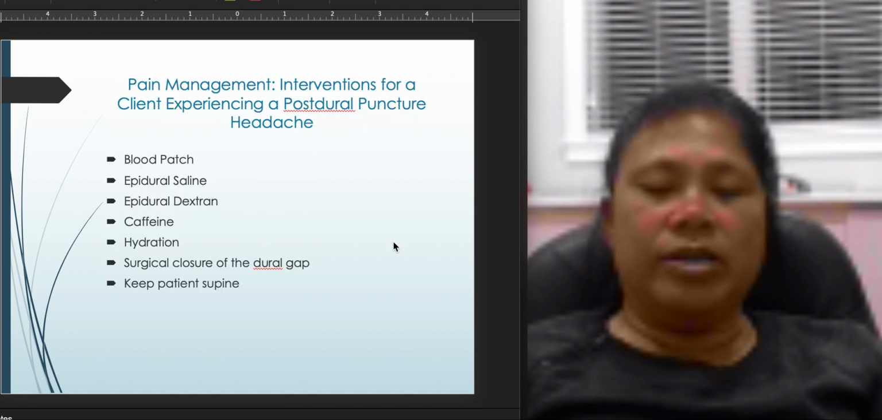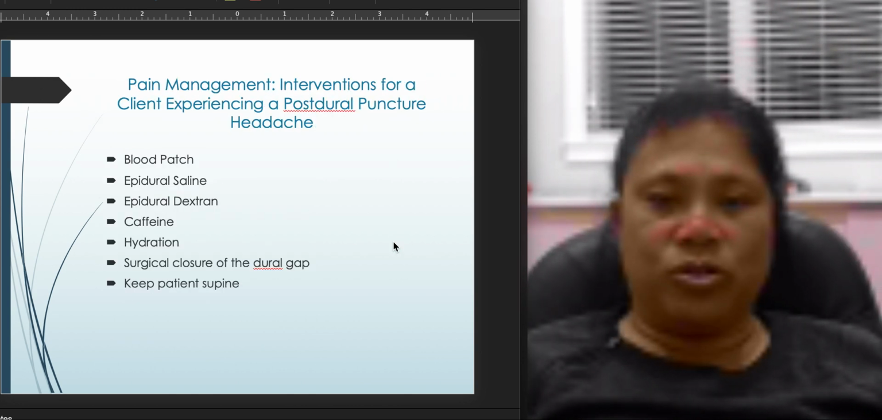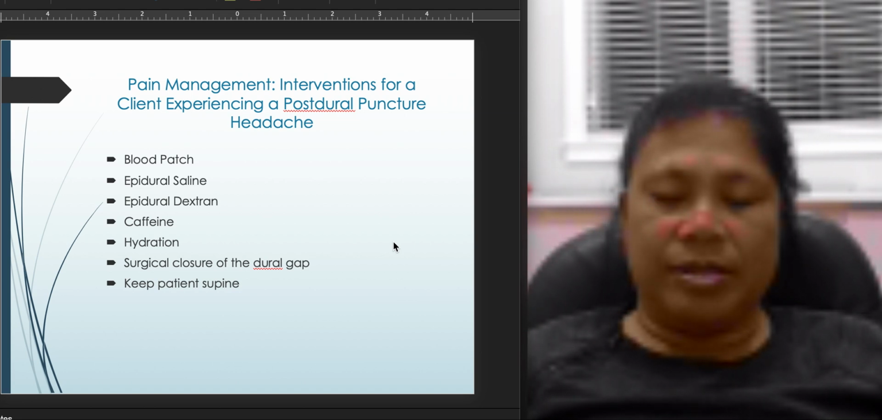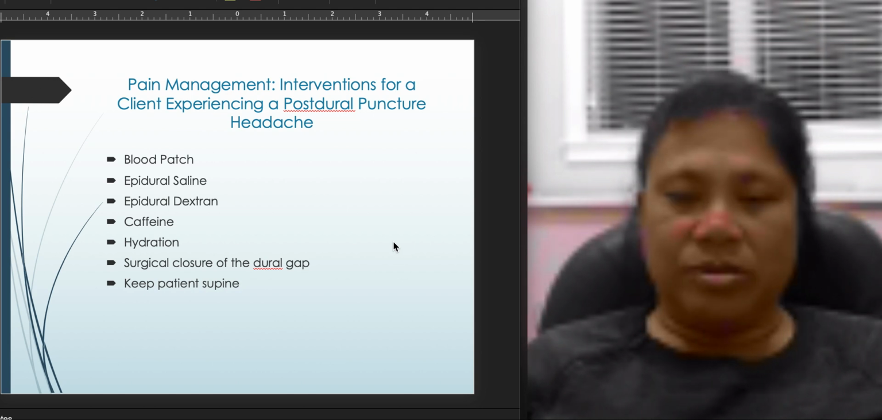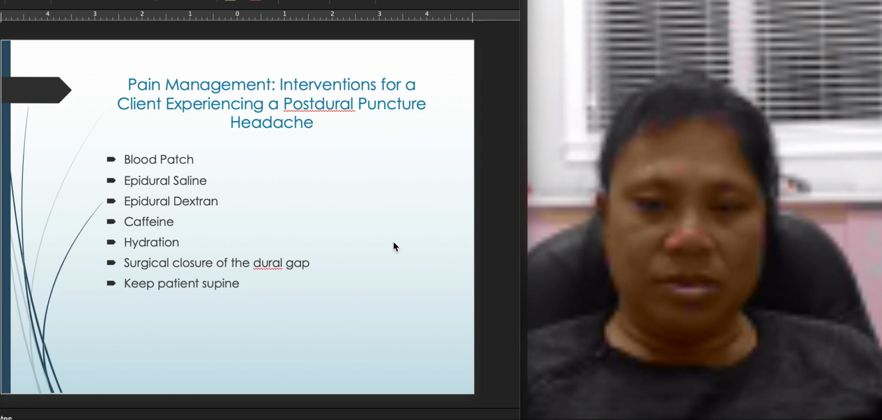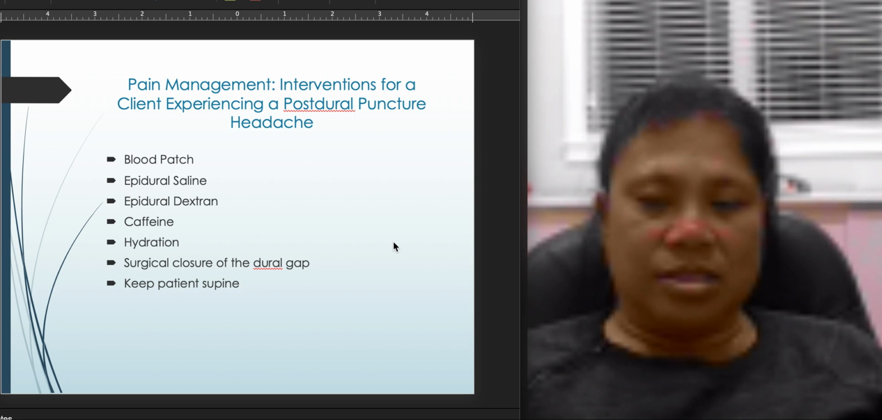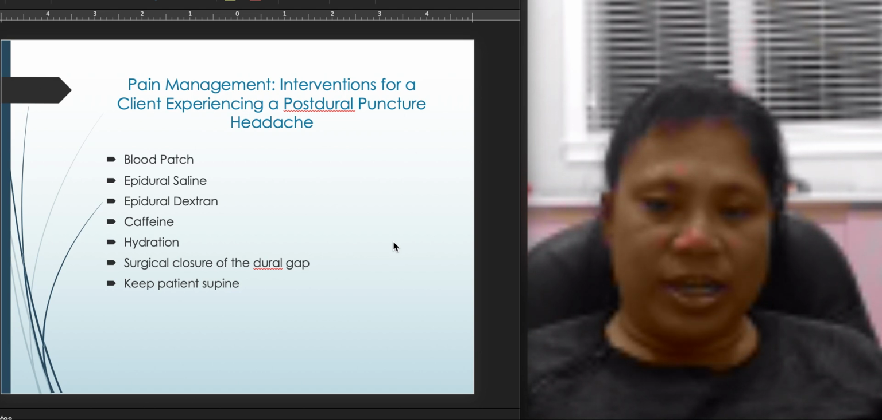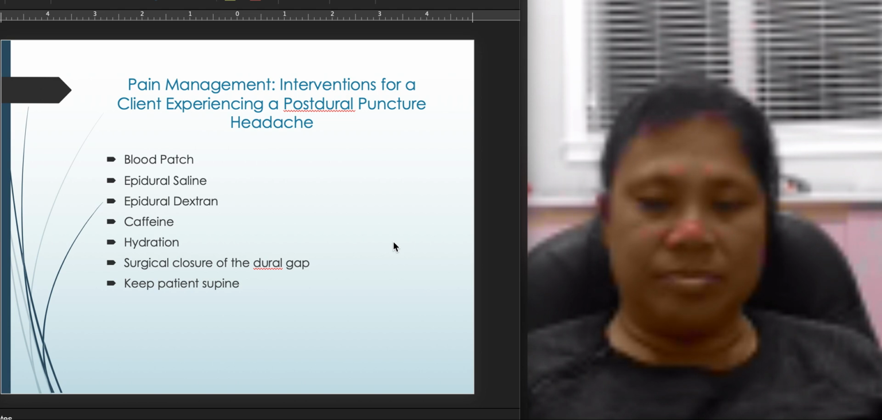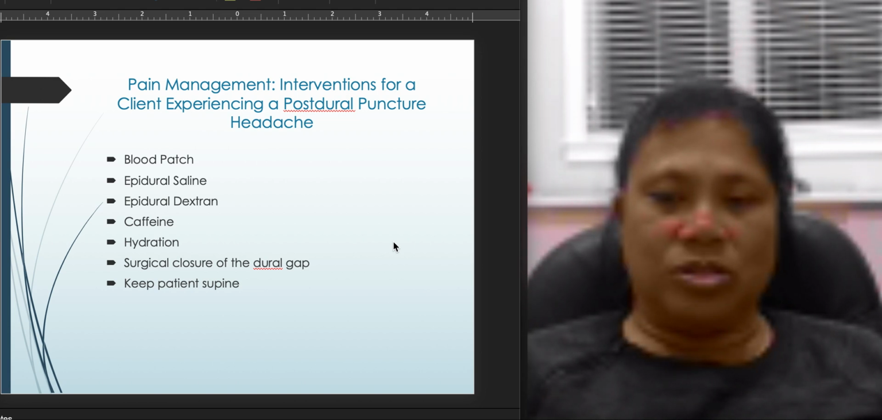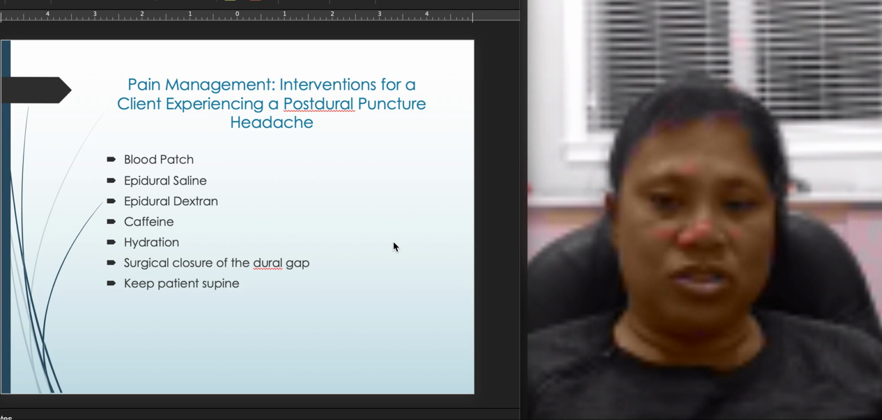Okay. Getting back to complications of the post-dural puncture, this applies more to the epidural and spinal anesthesia placements. So if you do have a complication of this, these are some of the interventions that the physicians prescribe in order to alleviate the complications. Usually the headache. The headache is just the worst headache that you can imagine.